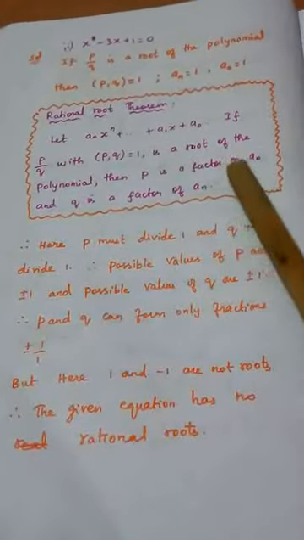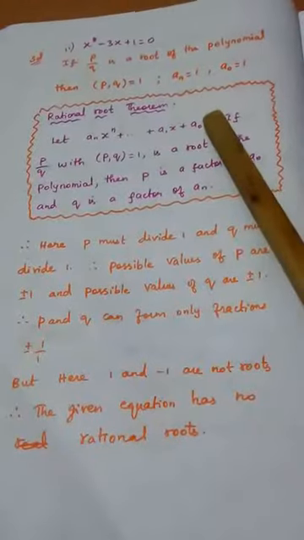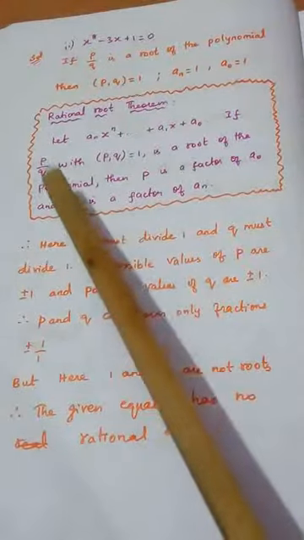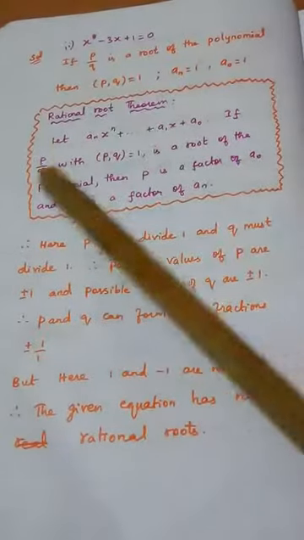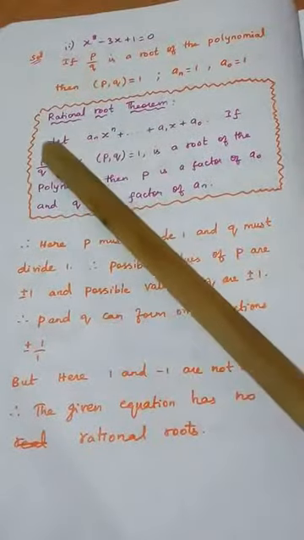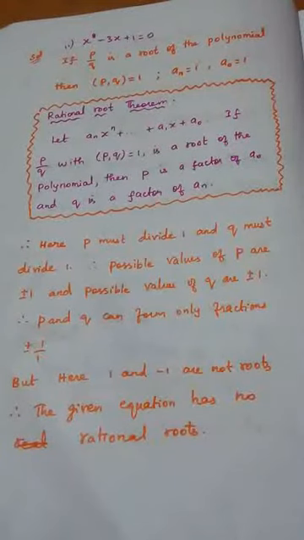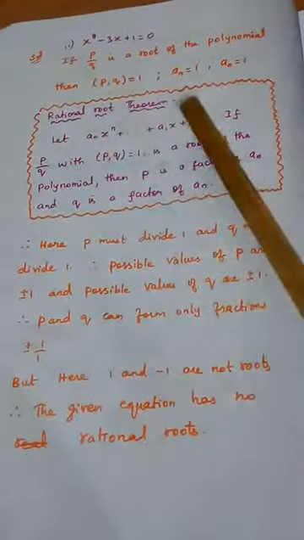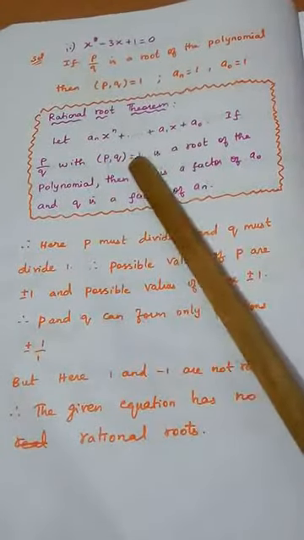So these two lines are important. p is a factor of a0. The numerator should be the factor of this constant, and q, the denominator, should be the factor of this coefficient an. If that is the case, p by q will be a root of this equation. That is what the rational root theorem says. I will repeat. If p is a factor of a0 and q is a factor of an, with the gcd of p and q equal to 1.